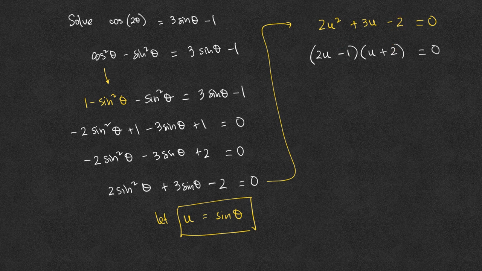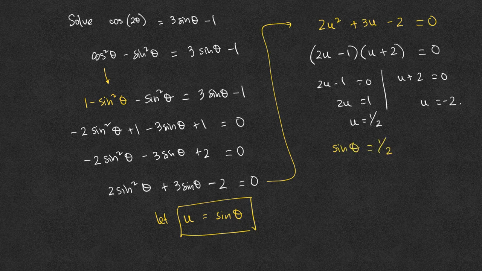This is a zero product, so we can set each of the factors equal to 0. 2u minus 1 equals 0, or u plus 2 equals 0. 2u equals 1, or u equals positive 1/2. u equals negative 2. But remember that this is not the solution. We still need to find theta. We do a back substitution where we replace u with sine of theta in each of these equations.